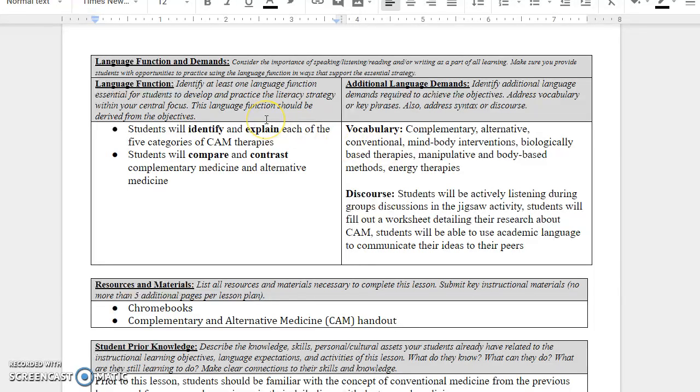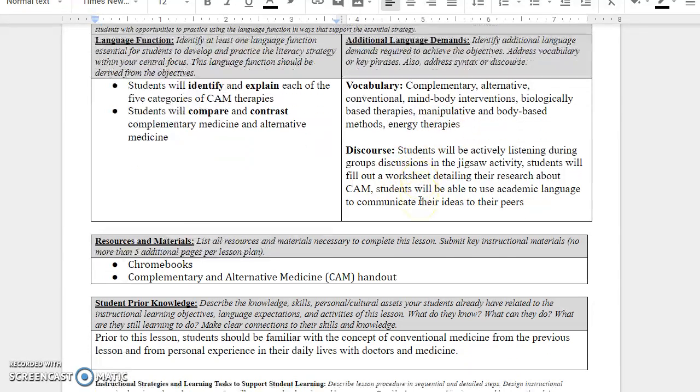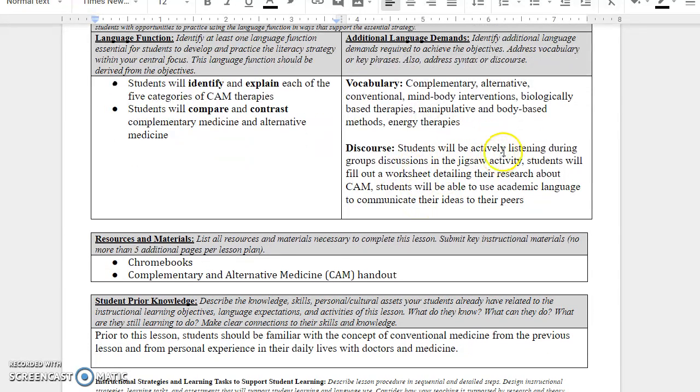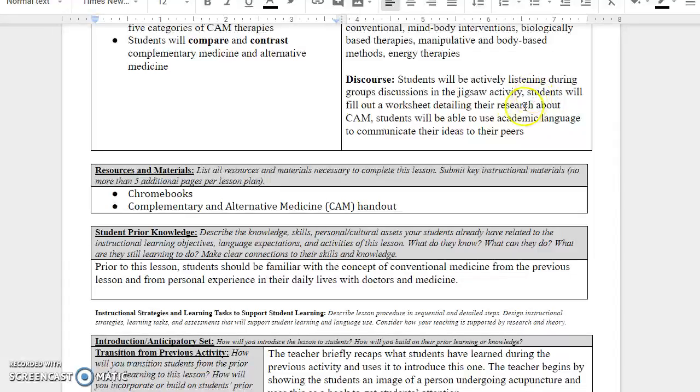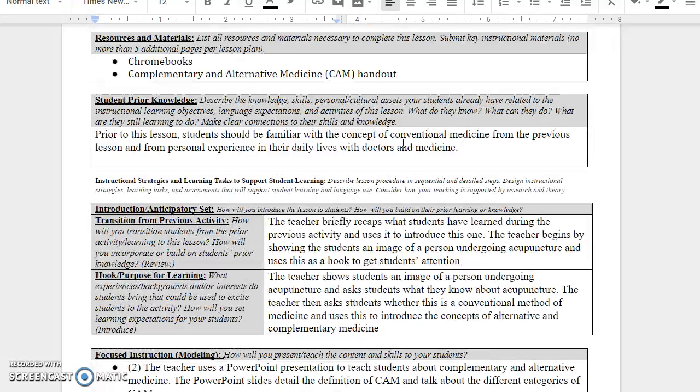Here we have the language functions, which are that students will identify and explain each of the 5 categories, and compare and contrast complementary and alternative medicine. Here we have the vocabulary and the discourse, which is that students will be actively listening during group discussions, in the jigsaw activity, and during the pair shares. They'll fill out a worksheet detailing their research about CAM and use academic language in this lesson, and that's really important. We have the resources and materials, which are just the Chromebooks and the handout.